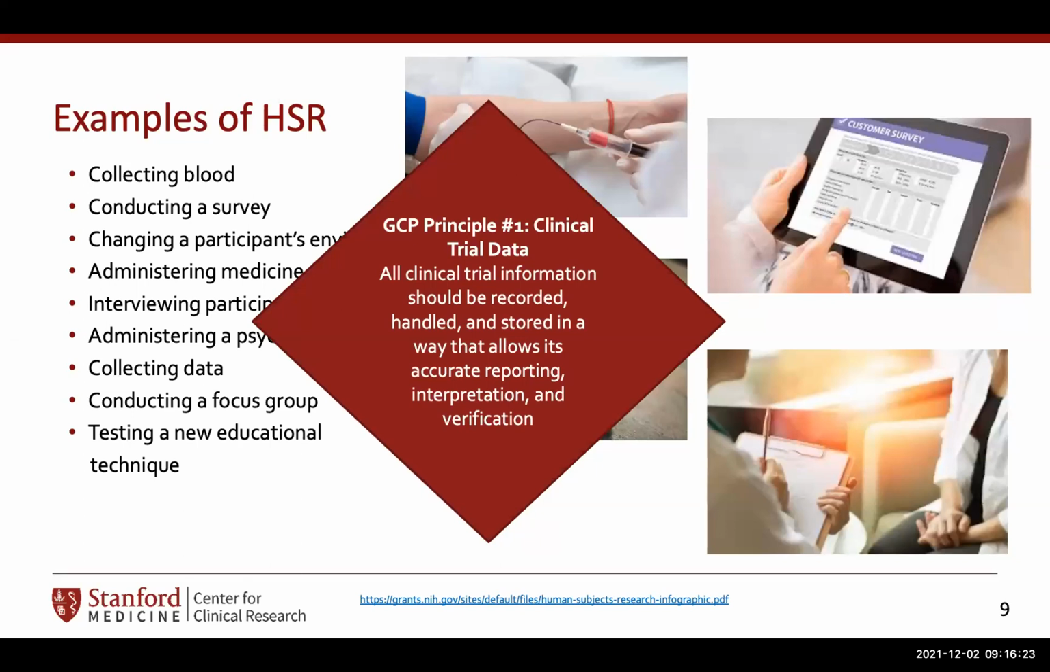So the first principle is clinical trial data. All clinical trial information should be recorded, handled, and stored in a way that allows its accurate reporting, interpretation, and verification. I understand, obviously, this is a very broad guideline, a very broad principle. But each institution that conducts research is responsible for setting up these processes. If you're following federal regulations, you're following GCP principles, you're in good shape. This is one of the first principles that I wanted to mention, linked to this example of HSR.